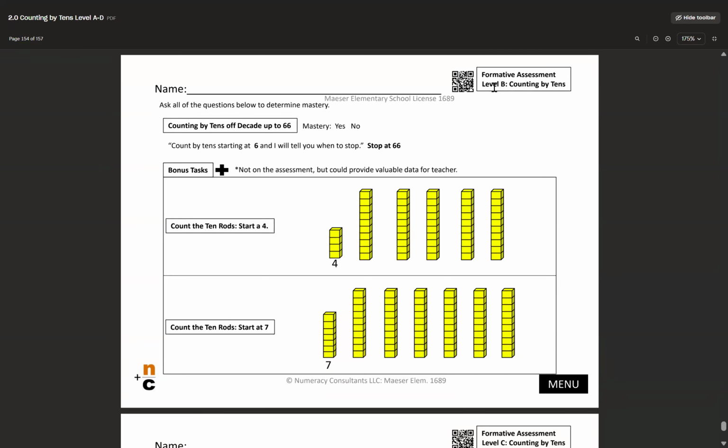It says formative assessment level B counting by tens. And it just says mastery, yes or no. Count by 10 starting at 6, and I'll tell you when to stop. So you just read that to them, and they'll either go 6, 16, 26, 36, 46, or they won't.